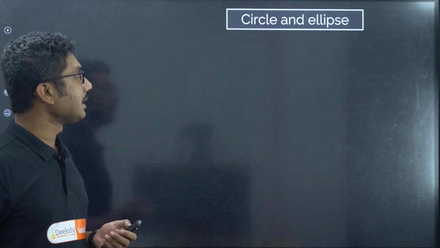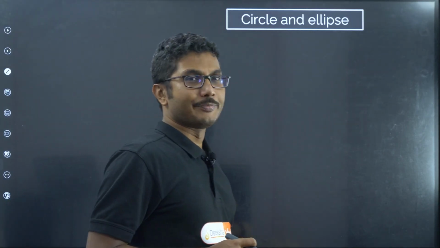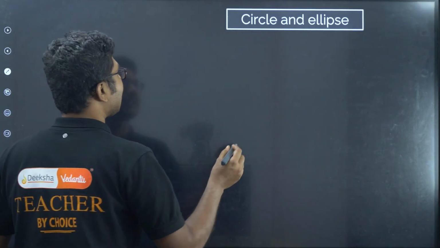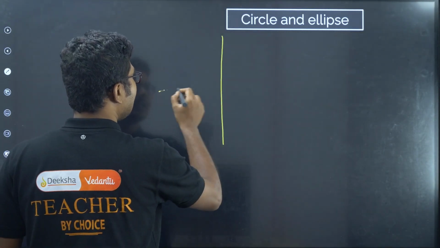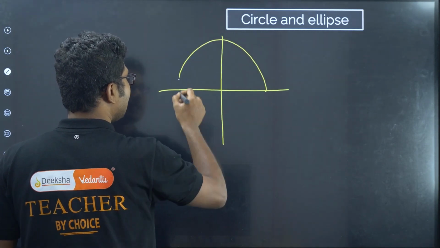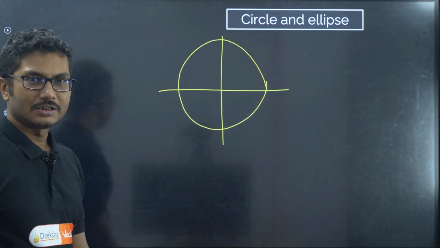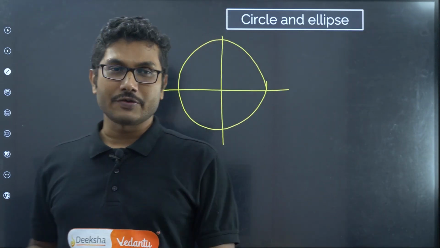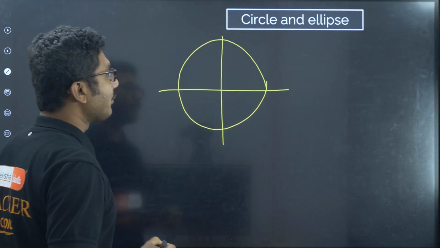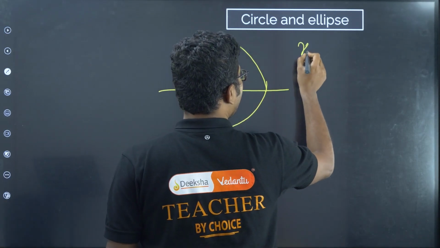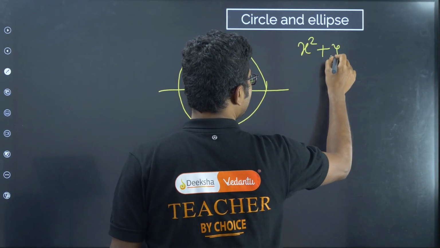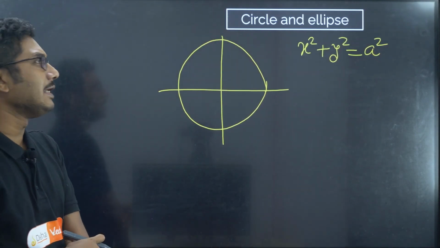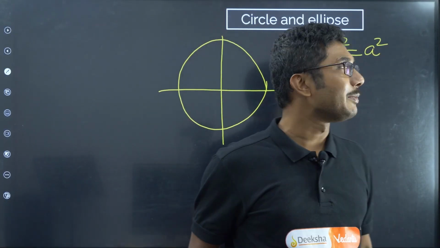Now let us look into the next part. Circle and ellipse. So what is a circle? Everyone knows what a circle looks like. Circle looks like this, right? If you draw a circle, it looks something like this. This is a circle. Now what is the equation of a circle? That is very interesting. For the equation of a circle, we write x square plus y square equals a square. If any equation can be written like this, then this represents a circle.